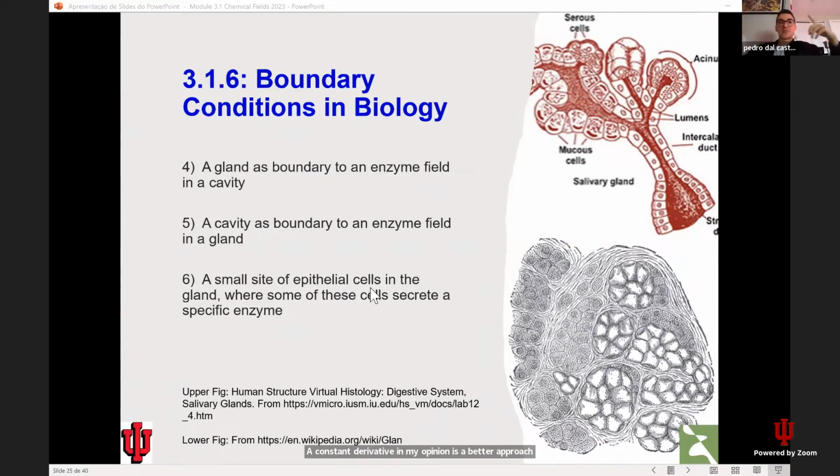Now let's do the opposite. The cavity is the boundary, and you're modeling the gland cells. And the gland cells produce this enzyme field. It goes out to the cavity. Now the opposite. You're modeling the gland. The cavity is the boundary. So the gland loses enzyme to the cavity. How would you model this boundary?